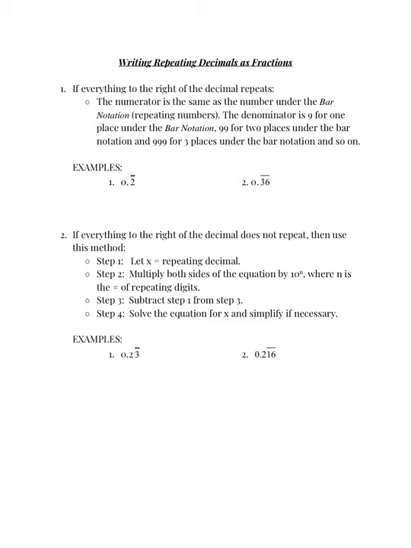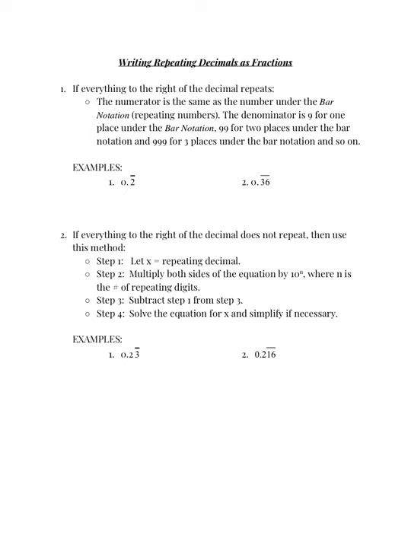It's anytime you have a repeating decimal where everything to the right of the decimal repeats. That means every number to the right of the decimal is under the bar notation. In that case, you can follow a shortcut: the numerator will be the same as the number under the bar notation. The denominator will be dependent on the number of digits that repeat. If one digit repeats, the denominator will be 9. If two digits repeat, it'll be 99. And if three digits repeat, 999, and so on.